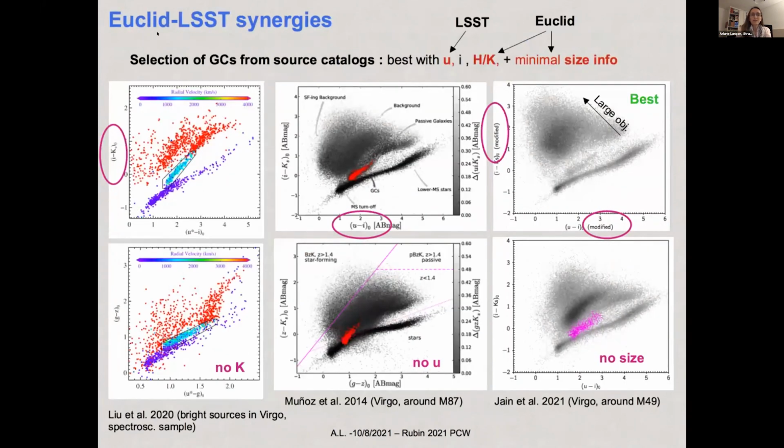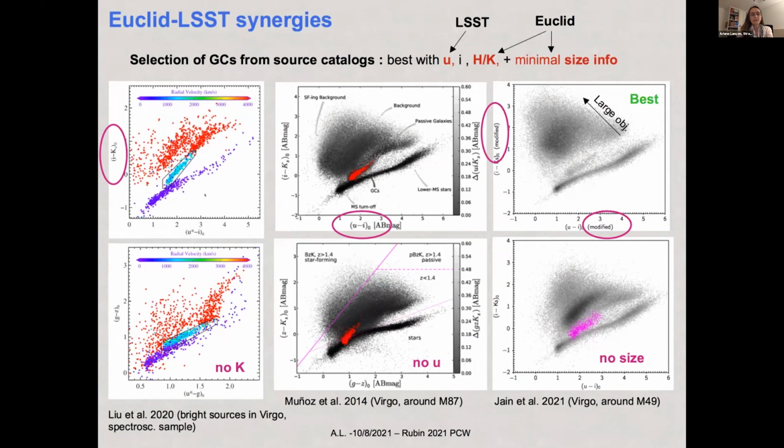So what does this tell us about synergies between Euclid and LSST? Well, it seems that the two really go together if we want to even select globular clusters, find those objects before we measure them and study them. Indeed, the best way of finding these extragalactic globular clusters is to use a combination of U, I, near-infrared, and some sort of size information. The size information and the near-infrared information is going to come from Euclid, and the U information is going to come from LSST or from other ground-based surveys.